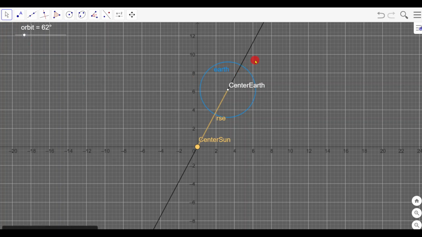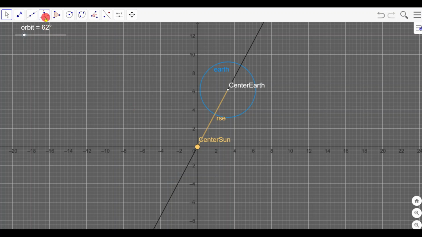So the first question I'm going to ask you: this line contains the sun-earth ray, the imaginary line that goes from the center of the sun to the center of the earth. So your first question is, what is the equation of this line, given that the angle from the x-axis up to that line is our angle orbit? So what is the equation of this line?